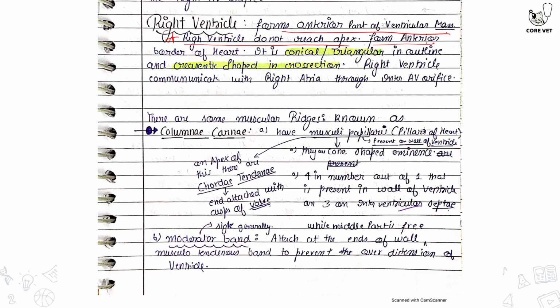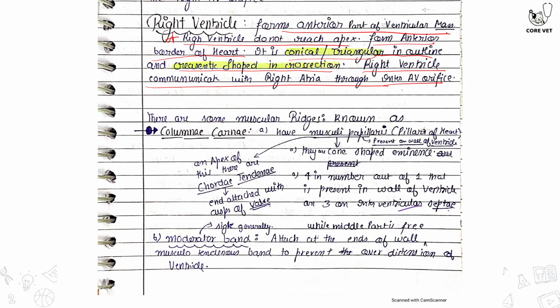From the anterior border of the heart, it is conical in outline. When we take a cross section of the right ventricle, we will observe that the cavity is crescent shaped. The right ventricle communicates with the right atria by the AV orifice. Now coming on to the inner surface of the right ventricle, it consists of some muscular structures.